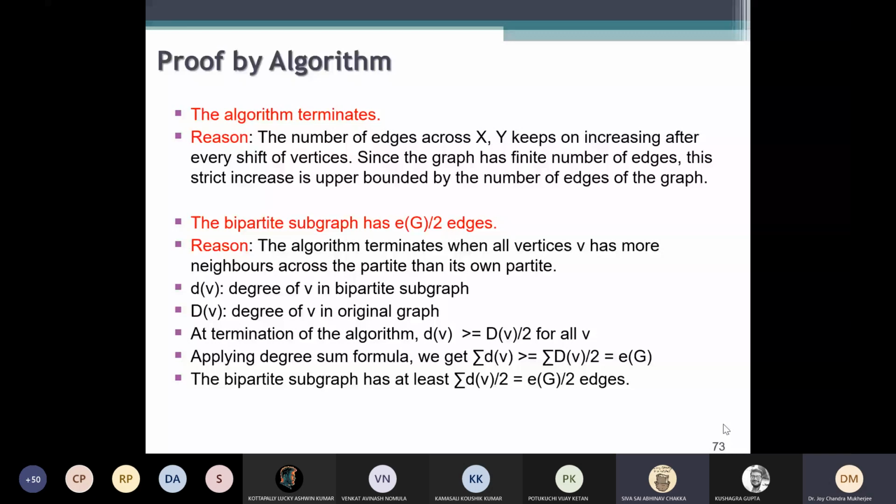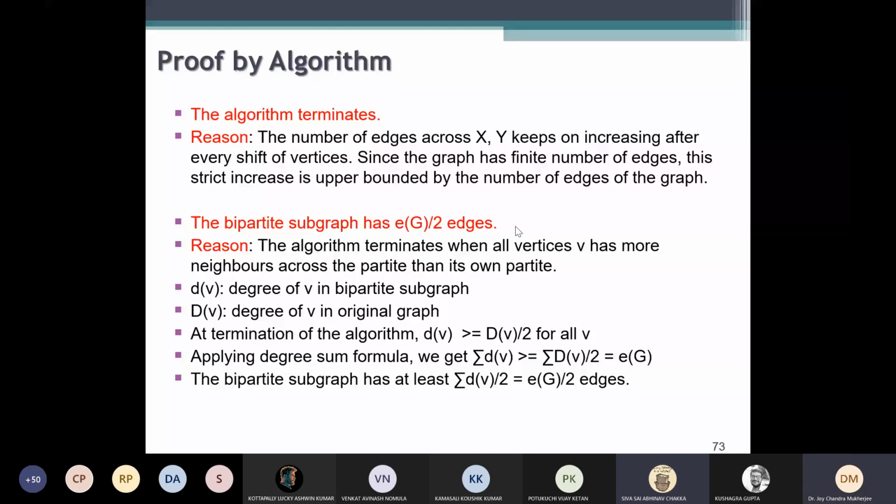So okay, I will repeat this proof. I think some of you may have some confusion. This termination is clear, right? Because at every step, the number of edges across the partite keeps on increasing, and we know that there are e edges. So this strict increase cannot happen an infinite number of times. So after some time, it will stabilize. So after a finite number of steps, the algorithm will stop.